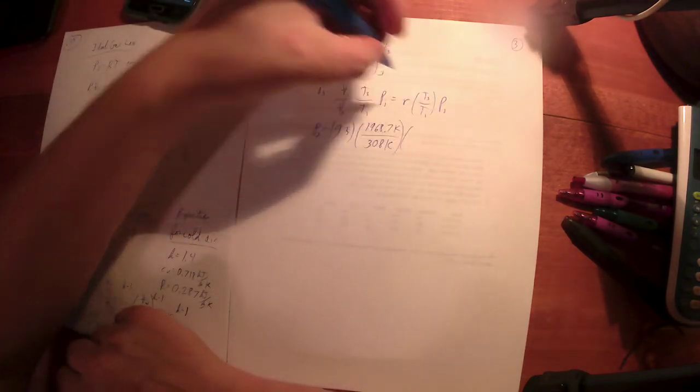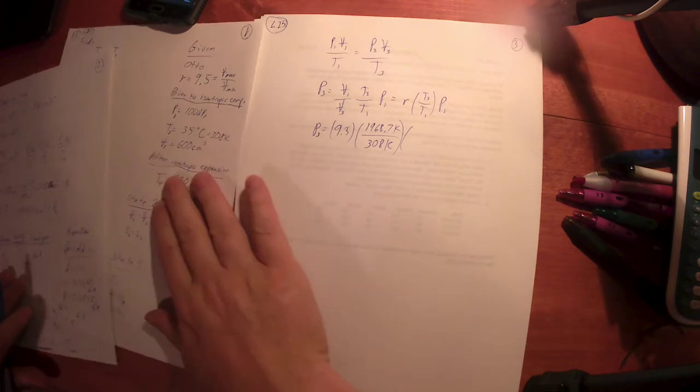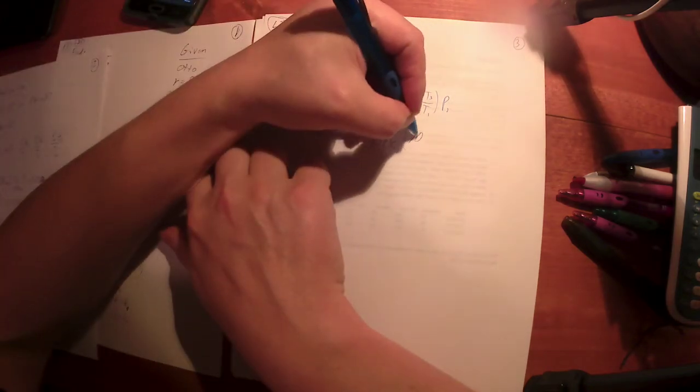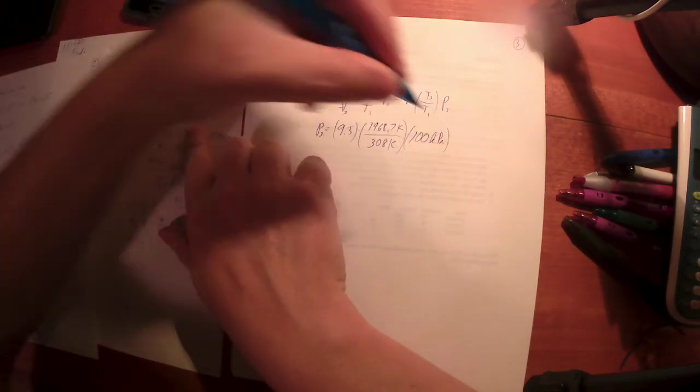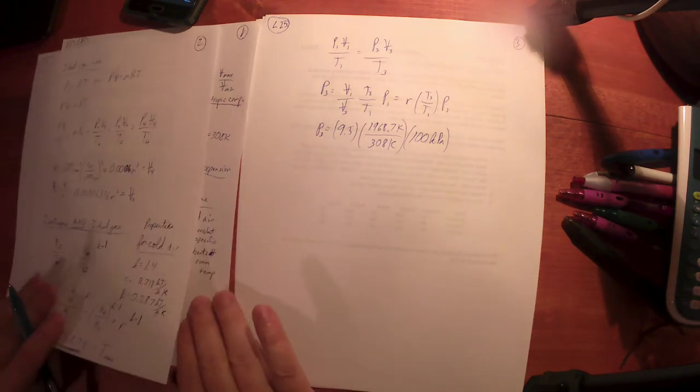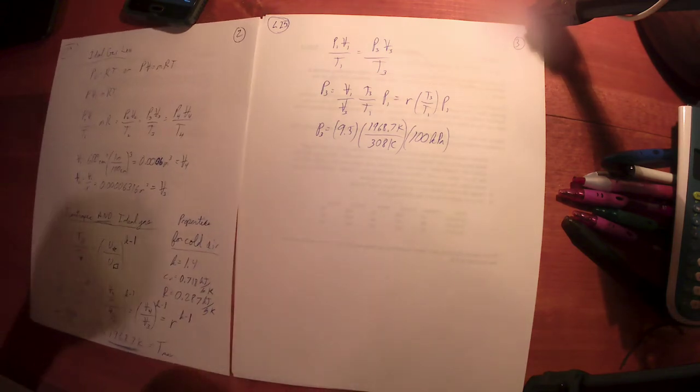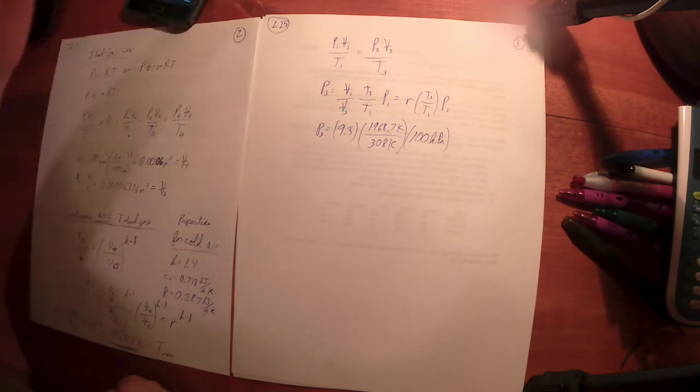And you also got to use an absolute pressure here. There's no reason to assume that 100 kilopascals is not an absolute pressure. There's no reason to assume that's a gauge pressure. But if you do have a gauge pressure, you can't use that here. You'll have to convert it to absolute, just like you got to convert the temperatures.